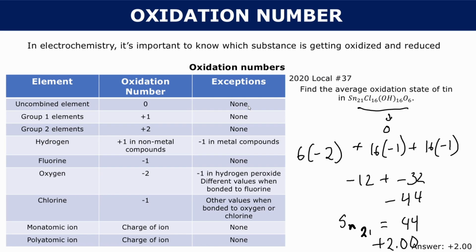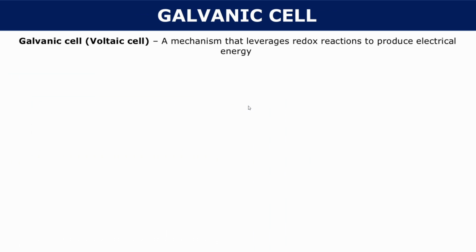Okay, so an apparatus that takes advantage of these redox reactions is something known as a galvanic or a voltaic cell. So this is just a mechanism that leverages redox reactions to produce electrical energy. And you're definitely familiar with galvanic cells because a type of galvanic cell is a battery. So the batteries that are charging your phones, your computers, anything. You've likely experienced a galvanic cell every day of your life for the last 5 years.